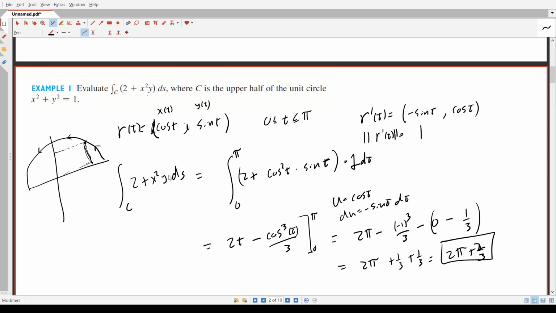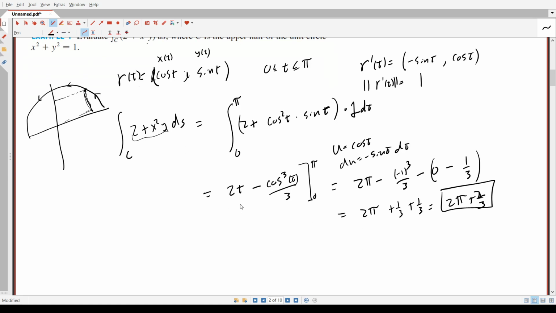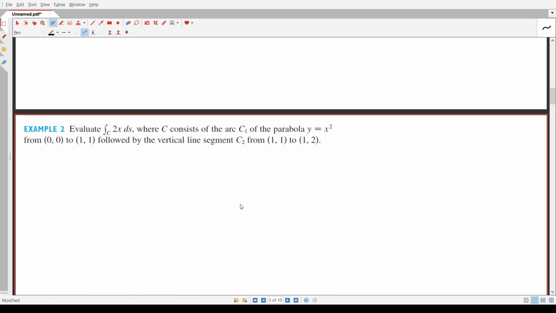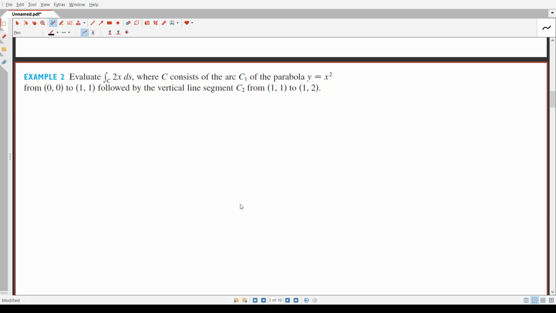so if this is a scalar function, so notice, it's just a scalar function, this is the same process. Sometimes the curves can be a bit strange. Okay, so here's an example. Evaluate the integral over this curve where C consists of the arc of the parabola y equals x squared from 0 to 1, so that's this.